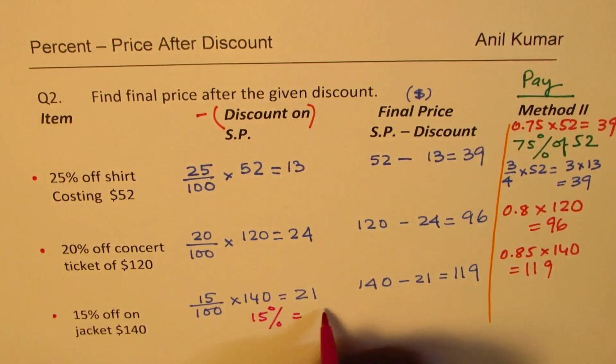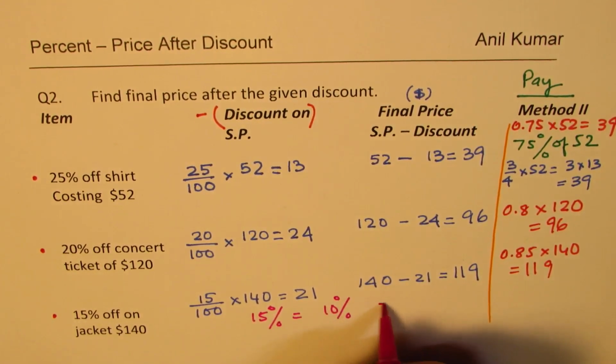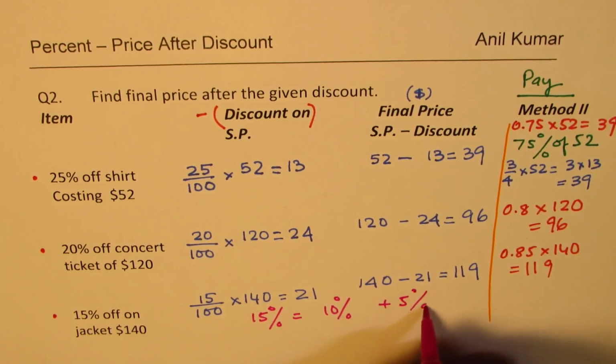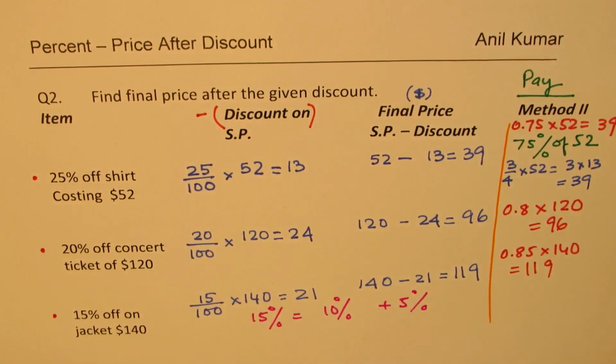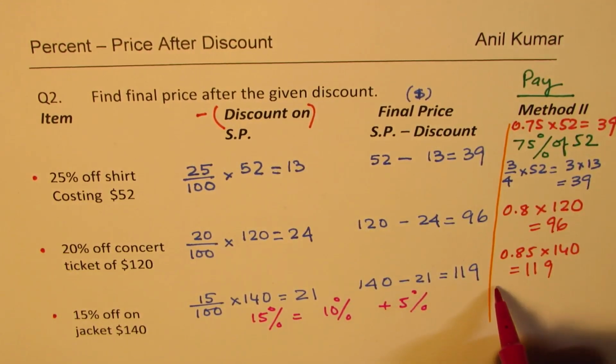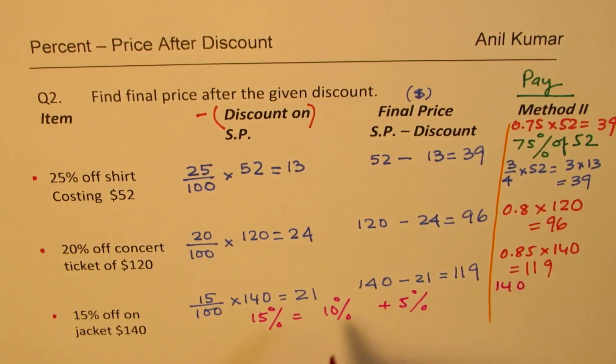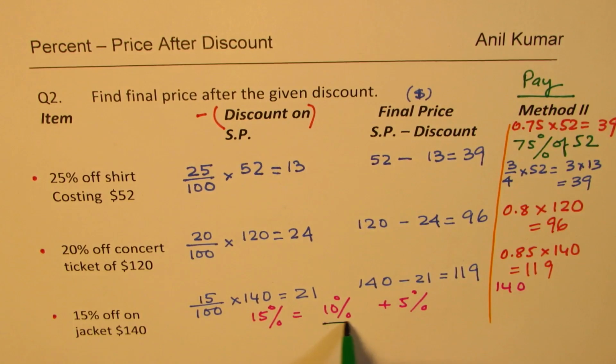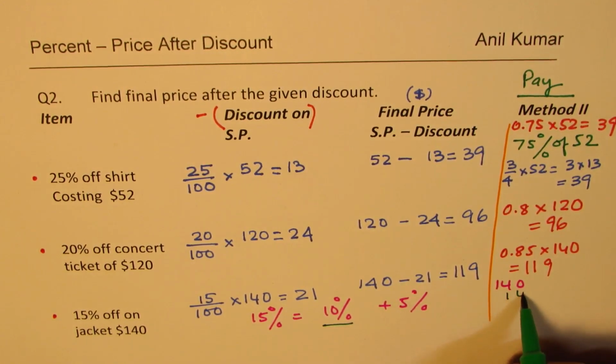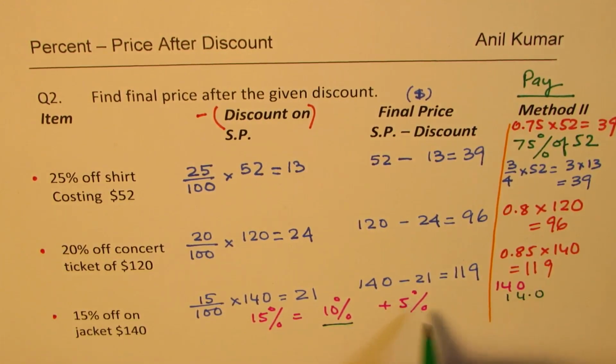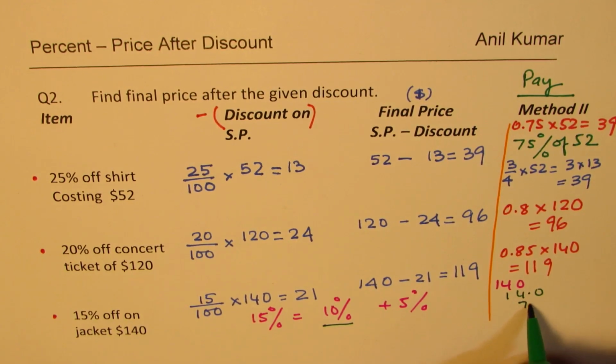15% is a combination of 10% and 5%. Is it okay? Now, 140 was our number, right? So our number was 140. What is 10% of 140? Let's calculate one by one. What is 10%? Just one decimal has to be moved, right? And 5% is half of 14, which is 7.